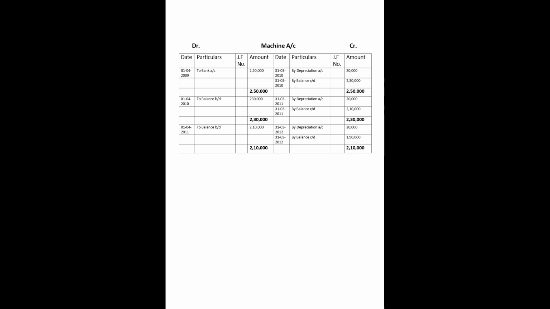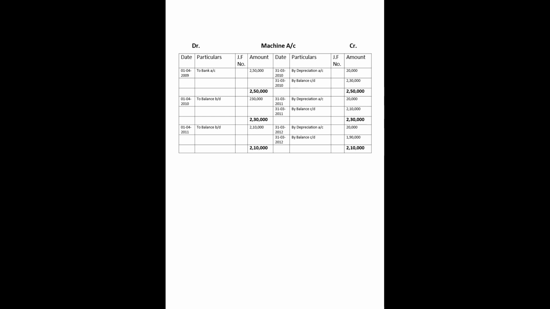Date, particulars, journal folio number, that is JF number, amount. Same for credit. So on 1st April 2009 we have purchased the machine. Whenever we are purchasing something, we'll mention to bank or to cash account. So here I'm using to bank account. So 2,50,000 will mention that amount.